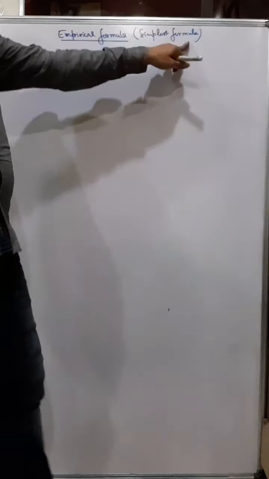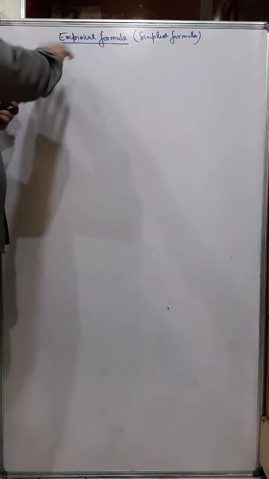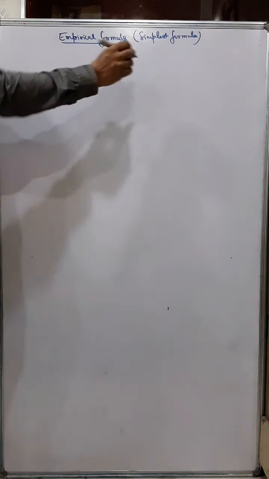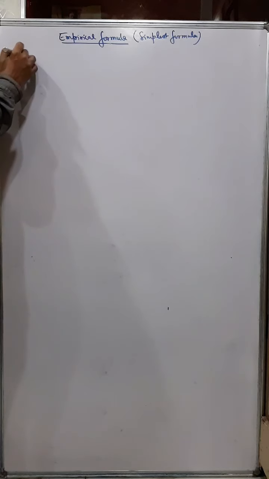Okay, next is empirical formula. The empirical formula is actually the simplest formula. The real formula that we write, the chemical formula, is called the molecular formula. And when we write that molecular formula in its simplest form, then we say it is the empirical formula. Sometimes coincidentally the molecular formula and empirical formula are the same. Now just see an example.